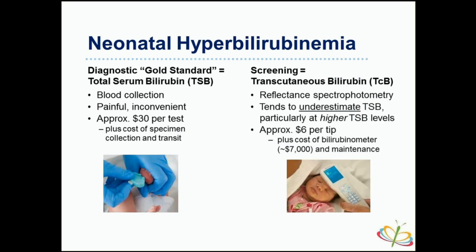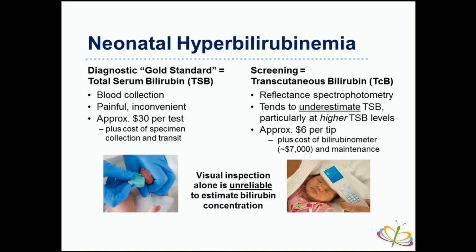The typical screening that's done is transcutaneous bilirubin, based on a concept known as reflectance spectrophotometry. It's a nice point-of-care tool, but it does tend to underestimate the serum bili, particularly when that serum bili is higher. There are also other costs associated with it. The bilirubin meter itself can cost anywhere from $5,000 to $7,000, and then you have to keep up with maintenance, and each of the calibration tips you use every time is about $6 each.